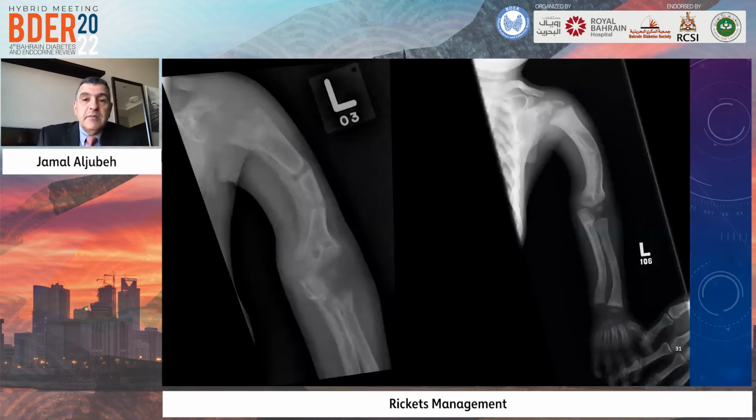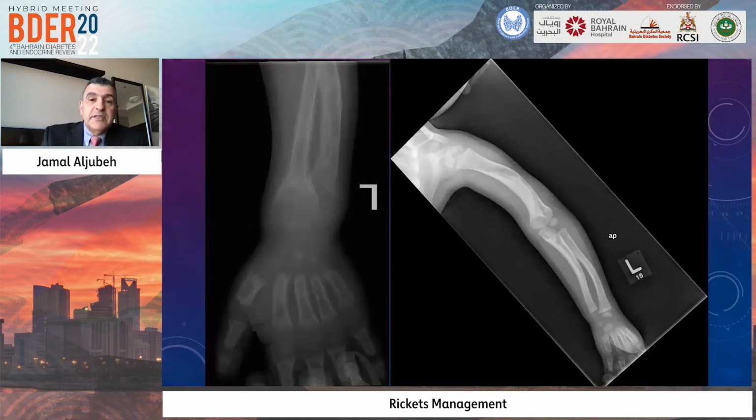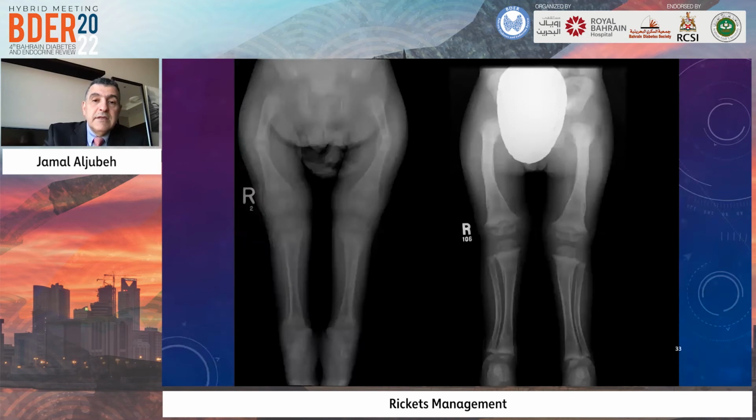You can appreciate here some of the images before and after, where you can see significant improvement in the shape of the bones and resolution of the rickets and healing of the fractures. You can see that there was still a little bit of deformity. These deformities, most of them, correct themselves with time, especially in a child who is growing. So with the growth, most of these deformities will not require any surgical intervention. You can see the same here in the wrists before and after treatment, as well as in the lower extremities with healing of the fractures and healing of the rickets.